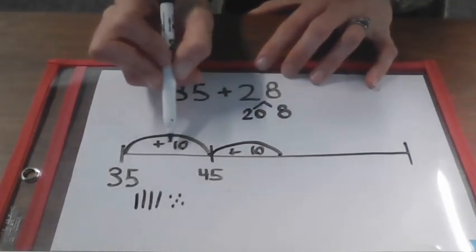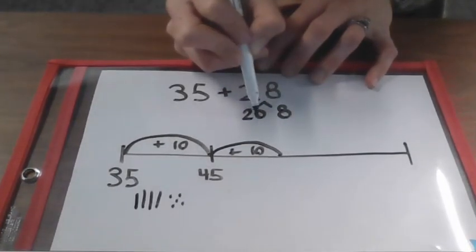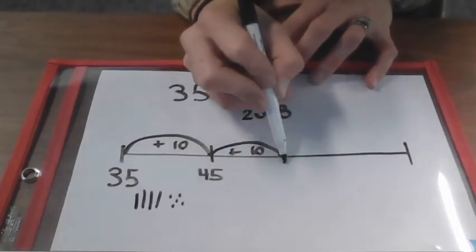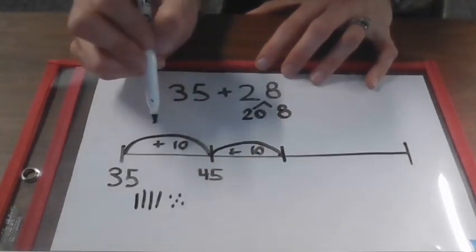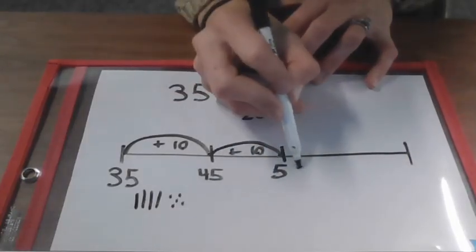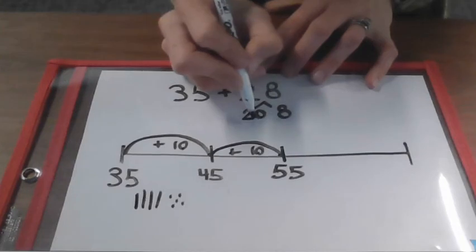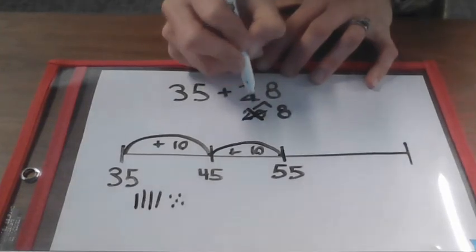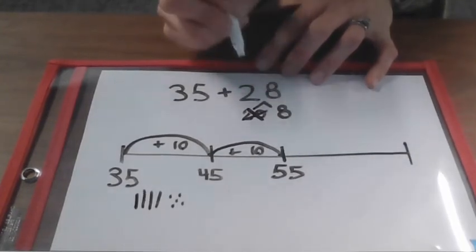You can ask your child, well, we added 10 so far. How many tens are we supposed to add? Oh, we're supposed to have 2 tens. We need to add another 10. I can use my place value blocks, or I know 4 tens and one more 10 is 5 tens, and my ones place stays the same. So I like to do a little cross off saying, yep, I added 20. I need to now add 8.